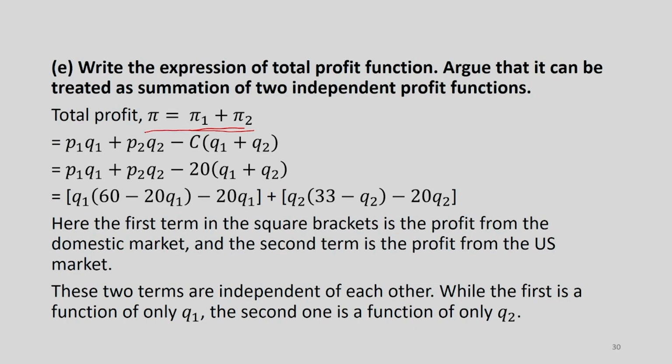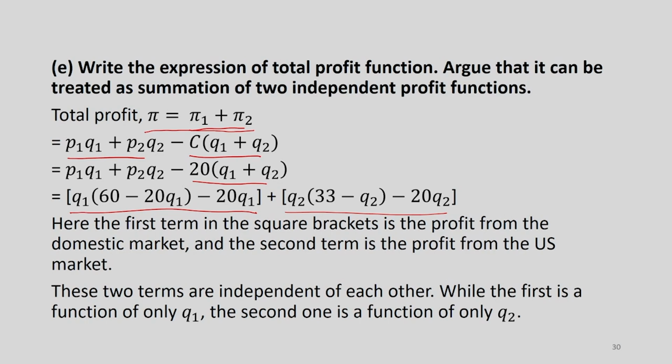So, total cost is this, whereas total revenue is this. So, total revenue minus total cost, and total cost, as we have seen, is just 20 multiplied by Q1 plus Q2. And as you can see, I can take all the Q1 terms in the first bracket and all the Q2 terms in the second bracket. Here, the first term in the square brackets is the profit from the domestic market, and the second term is the profit from the US market, right?